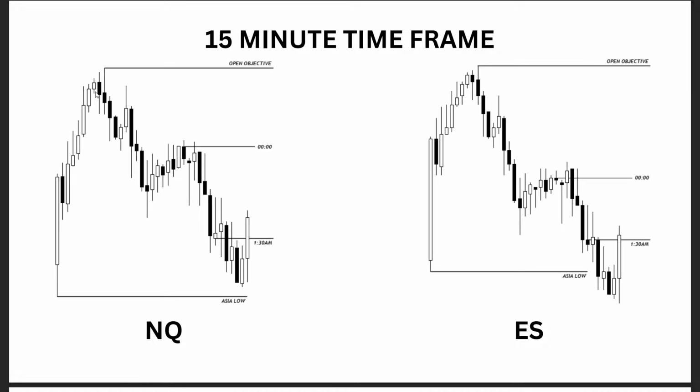Now, here what do we have? We had the true opening right there. We have an open objective here, while we have not swept the Asian low in NQ, while we did sweep it in ES. Why? Because ES was the closest to this low than NQ.